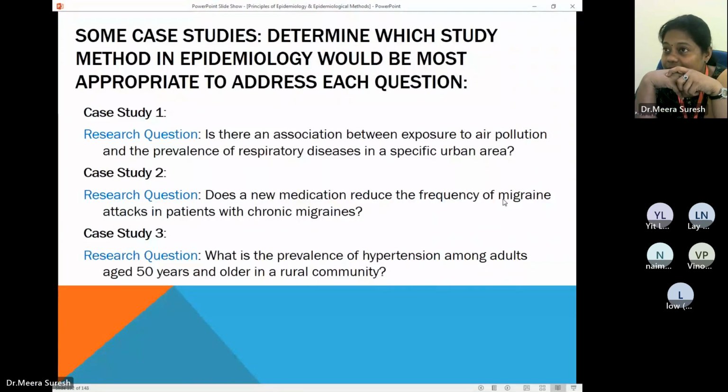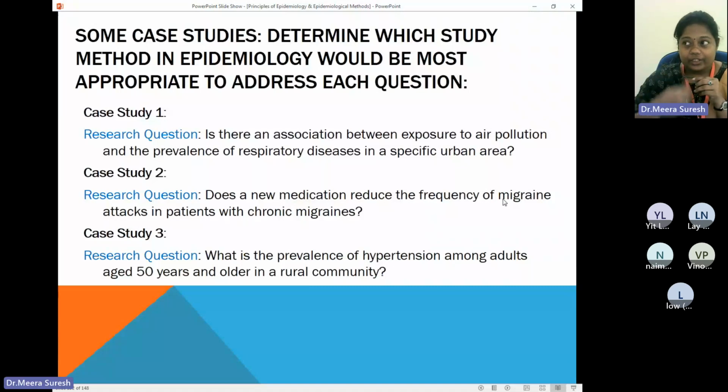In which study method do you get the prevalence? Cross-sectional analysis, yes. Cross-sectional. It is when you do a cross-sectional study that you are going to get the prevalence. So that gives the clue that you are going to do a cross-sectional study in the research question, I mean case study 1 and case study 3.